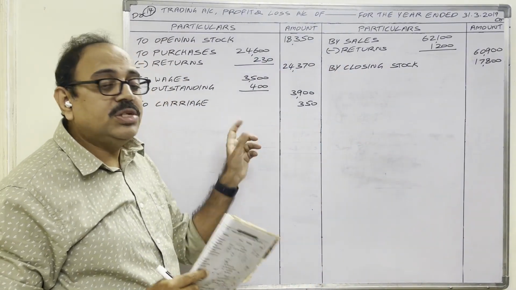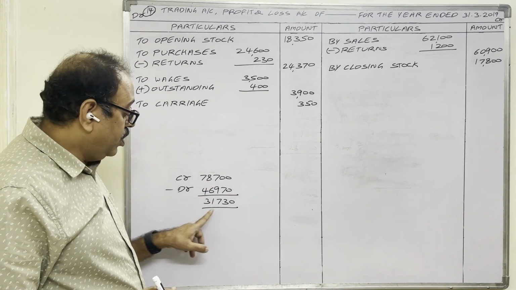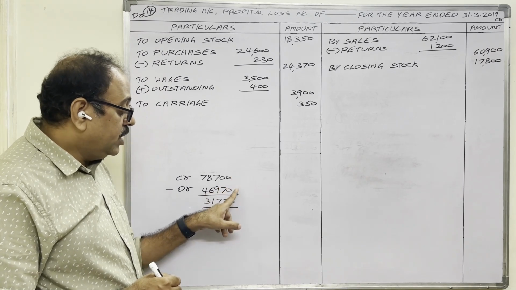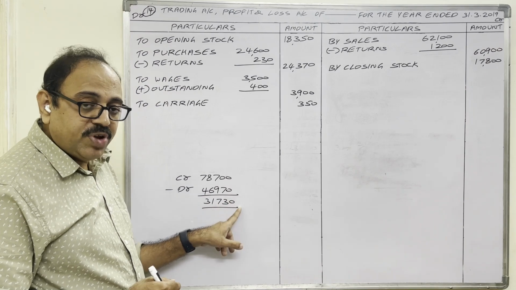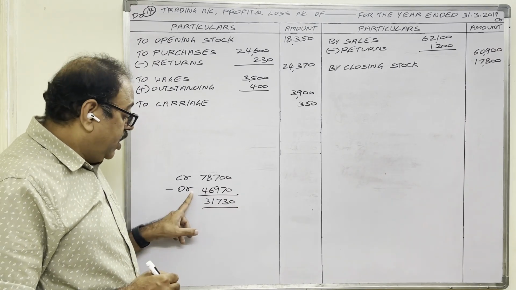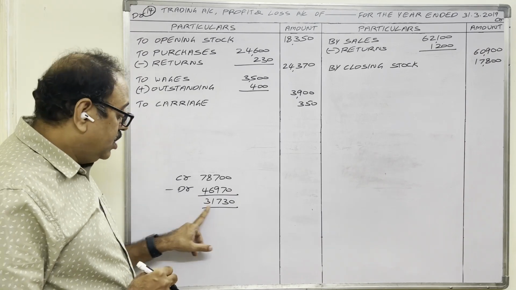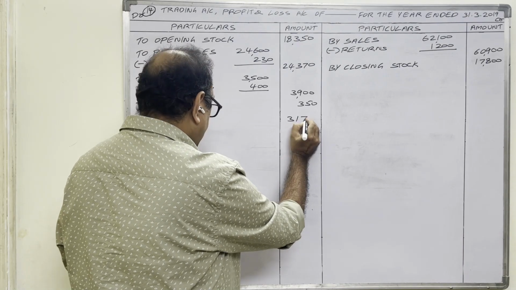Finally, we should calculate the totals of the two sides. The credit total is more than the debit total. Therefore, the difference is profit, because on the credit side we wrote incomes and on the debit side expenditure. Income is more than expenditure, no? So the difference is profit. The debit side total is less, therefore we should write this answer on the debit side: 31,730 rupees.